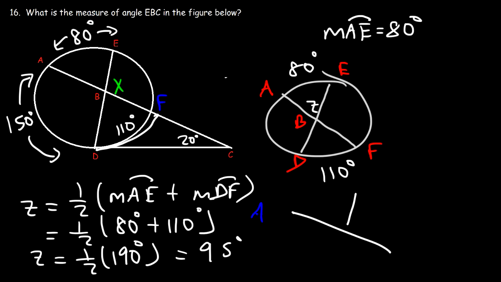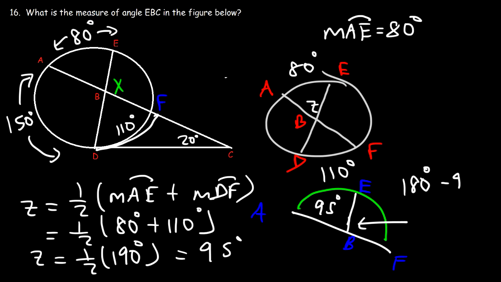So this is A, B, F, and this is E. So ABE is 95 degrees. Now we can calculate EBF, which is the same as EBC. So notice that these two form a linear pair. So this angle here is going to be 180 minus 95. So 180 minus 95 is 85 degrees. And so that's the measure of angle EBC. So this is 95 and this is 85. And that's the answer.